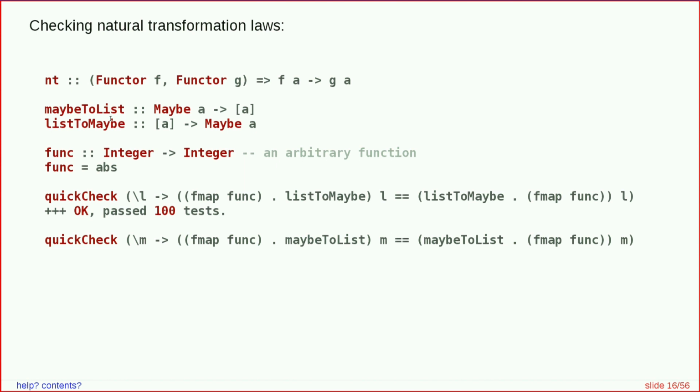And a natural transformation is not just a function that has that type signature between 2 monads, or 2 functors in this case, but it also matches these rules here. So there's this diagram here.